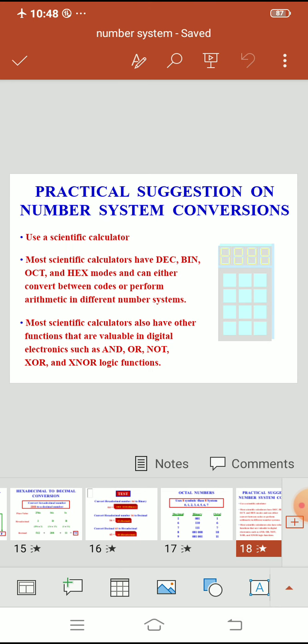Practical session on number system conversion. Use a scientific calculator. Most scientific calculators have decimal, binary, octal and hexadecimal modes and can either convert between codes or perform arithmetic in different number systems. Most scientific calculators also have other functions that are valuable in digital electronics, such as AND, OR, NOT, XOR and XNOR logical functions.